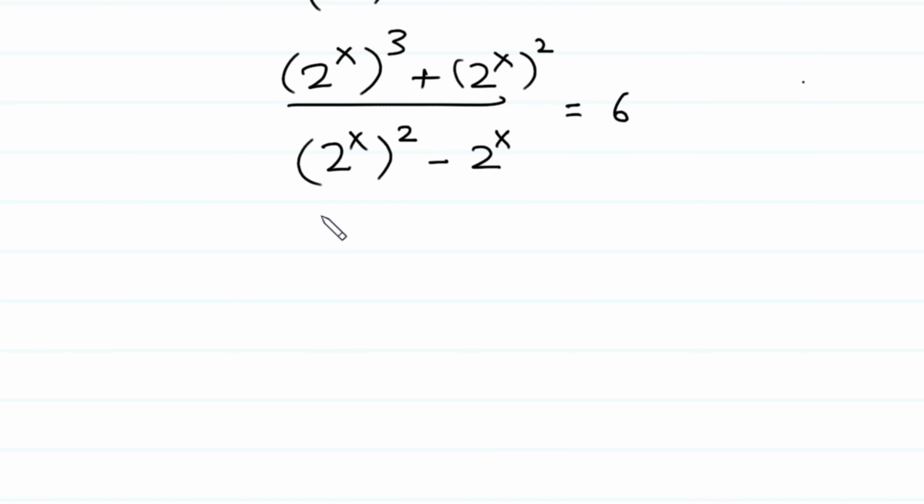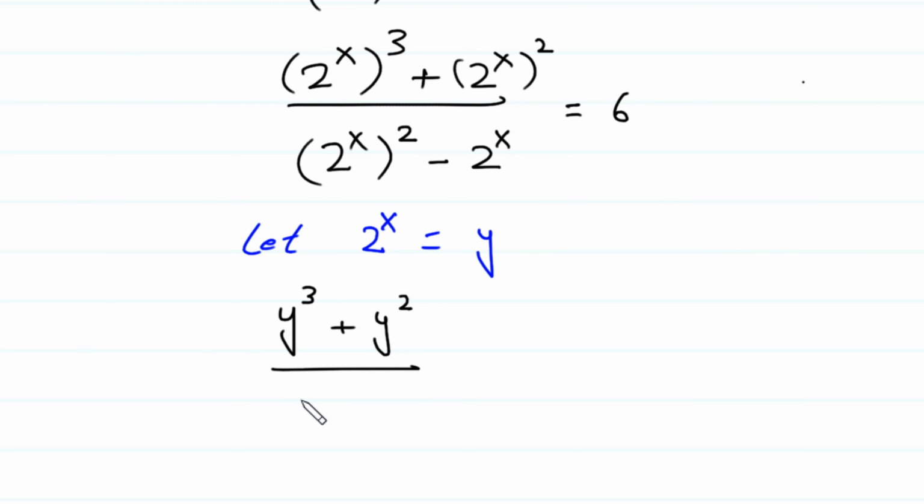Next, we suppose that 2 to the power x is equal to y. Then this equation becomes y to the power 3 plus y to the power 2 divided by y to the power 2 minus y is equal to 6.